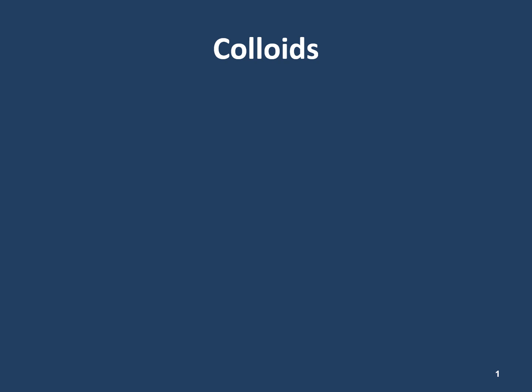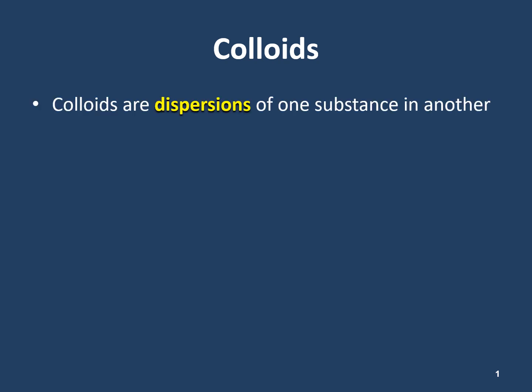So it's about colloids. Colloids are a type of mixture. They are what we call a dispersion of one substance in another. They are not true solutions. So these are more often called a heterogeneous mixture, something that you learned at probably the very beginning of Chem 1A.